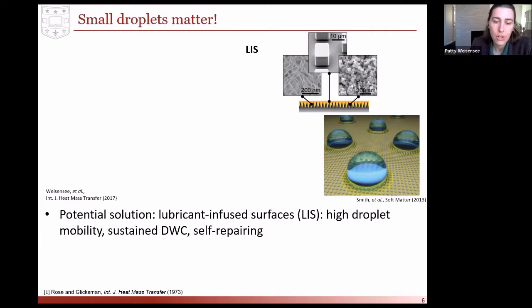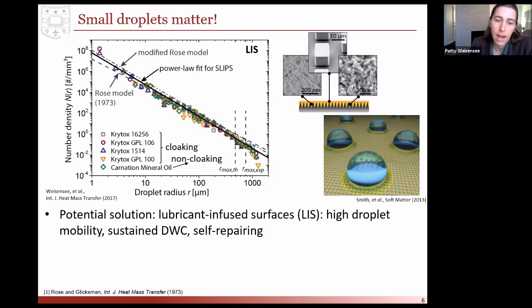So during my PhD, I started a project that looked at the droplet size distribution of condensing water droplets on the lubricant-infused surfaces with different types of lubricants of different viscosity. And the reason we were interested in this droplet size distribution is that we need that for modeling, for predicting heat transfer rates.